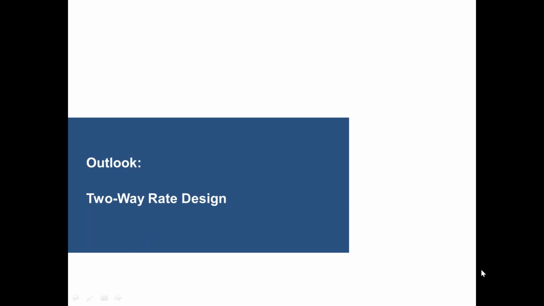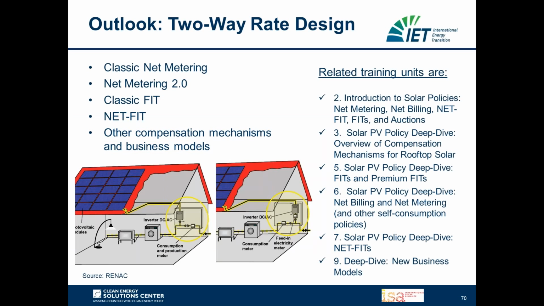Now I just wanted to give you an outlook on some of the two-way rate design, as we call it. So one rate that you pay for consuming the electricity that you get from the grid, and then the other way is feeding in electricity that you produce from the solar PV system on your rooftop. We're talking about classic net metering 2.0, feed-in tariffs, net feed-in tariffs, and also other compensation mechanisms for distributed generation and new business models.